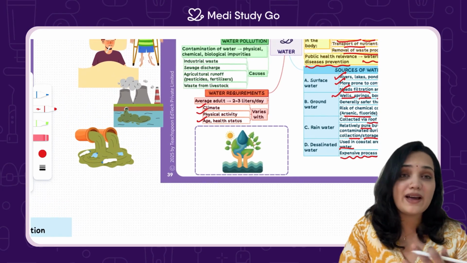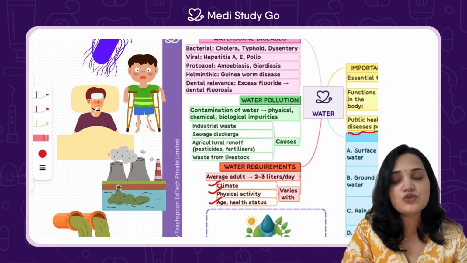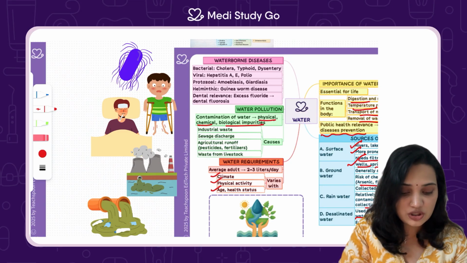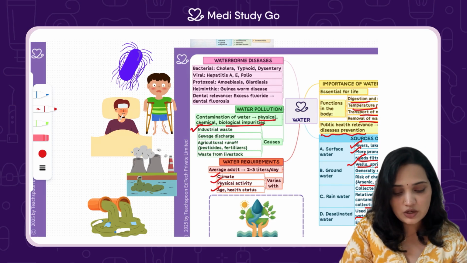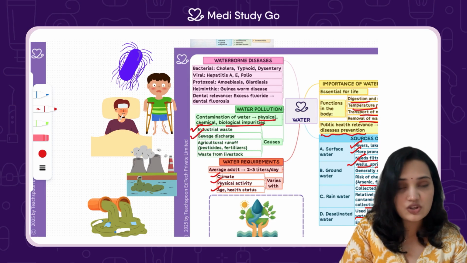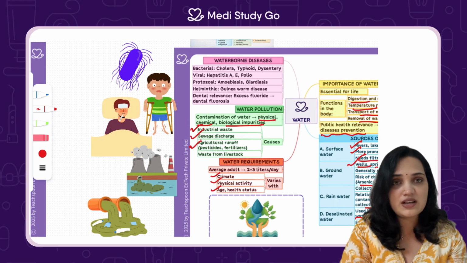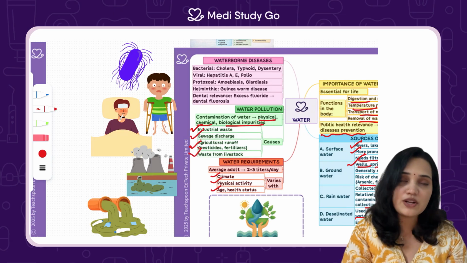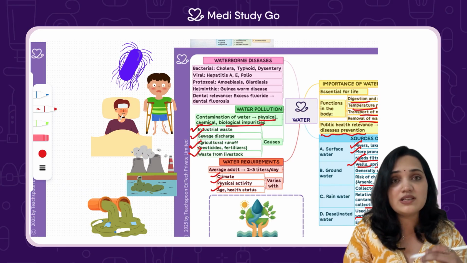Now let's look at what happens when this water becomes contaminated. So water pollution refers to contamination of water with physical, chemical or biological impurities. The major causes for this include our industrial waste, our sewage discharge, and any agricultural runoff, that's like the pesticides and fertilizers that run down with rainwater, or when they water the plants they'll run down, right? Also there'll be some waste from livestock, not much, but it's still a significant amount. So polluted water becomes a major source for disease transmission.